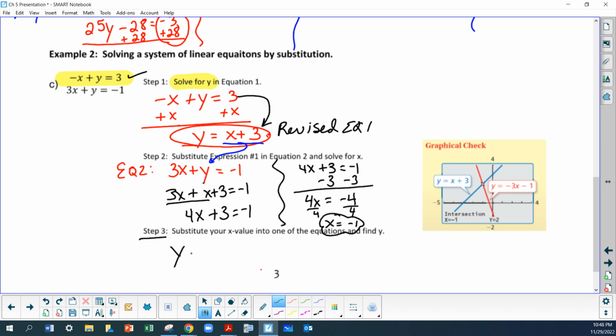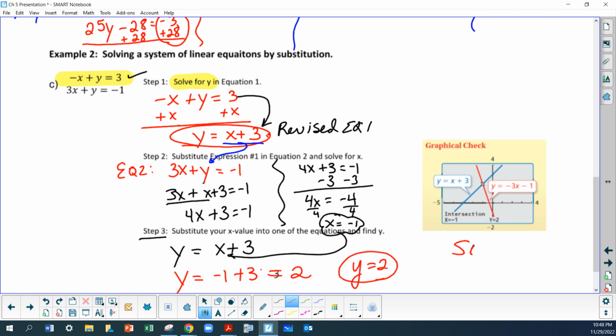I'm going to go back to y equals x plus 3 and bring this x in as negative 1. So here we go. Y equals, replace x with our known value of negative 1 plus 3. And it looks like y will be 2, doesn't it? Because negative 1 plus 3 equals 2. Y equals 2. And we have ourselves a solution. Negative 1, 2. There's the negative 1. There was the 2.